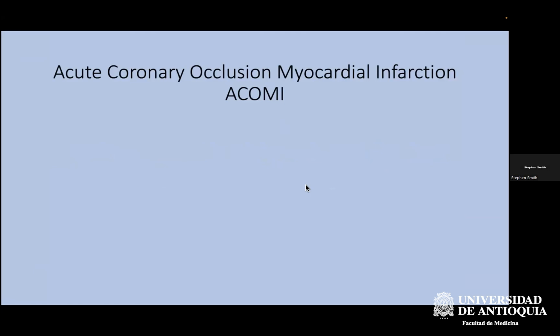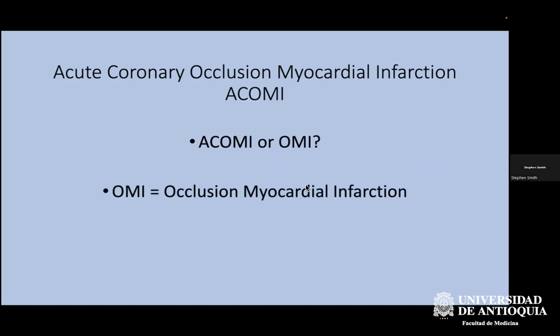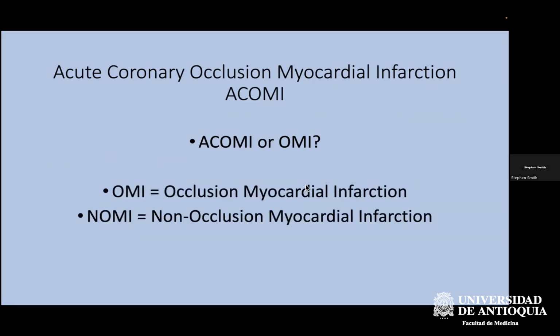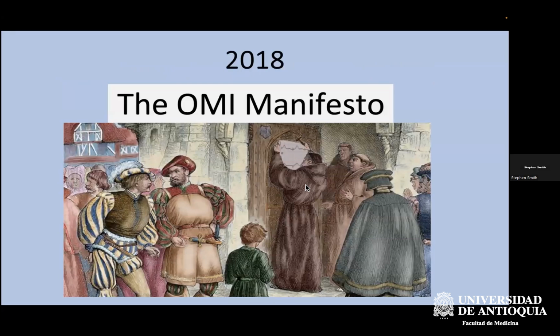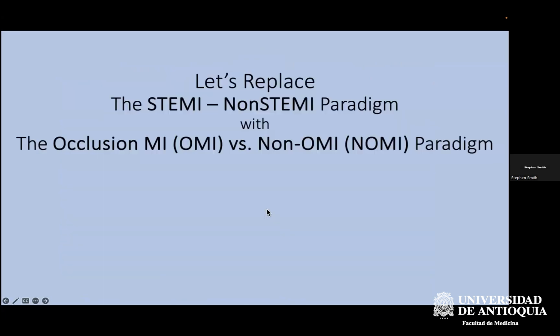And then we realized we need a new name for acute coronary occlusion myocardial infarction, or ACOMI, and I did a Twitter poll, should it be ACOMI or OMI? And the overwhelming response was it should be OMI, occlusion myocardial infarction versus non-occlusion myocardial infarction. Occlusion myocardial infarction is when the coronary artery is occluded regardless of whether there is ST elevation or not. OMI, NOMI. So in 2018, we wrote the OMI manifesto, and here you can see Martin Luther posting up an EKG with hyperacute T waves on the cathedral door. So I started giving this talk, let's replace the STEMI non-STEMI paradigm with the OMI NOMI paradigm.